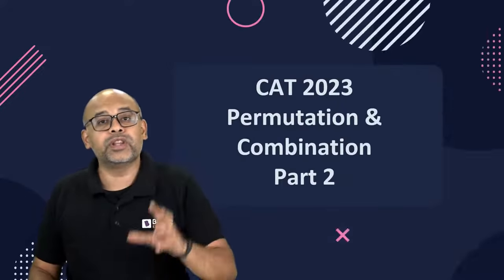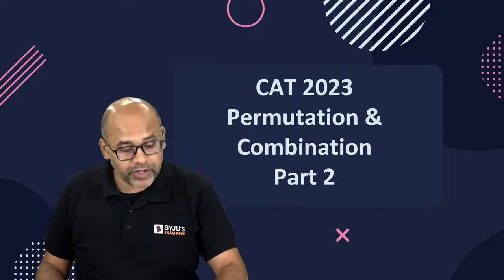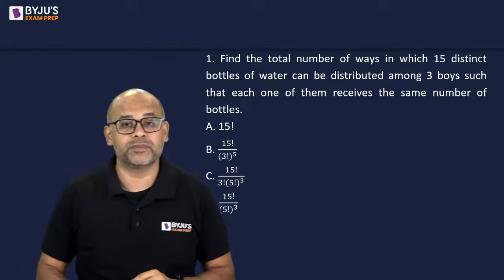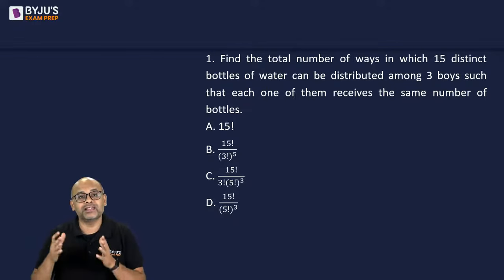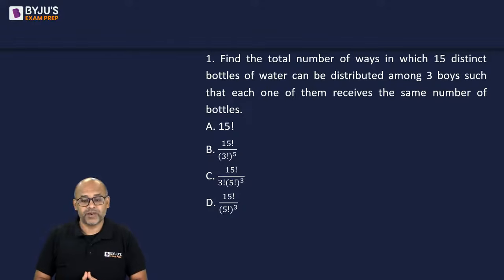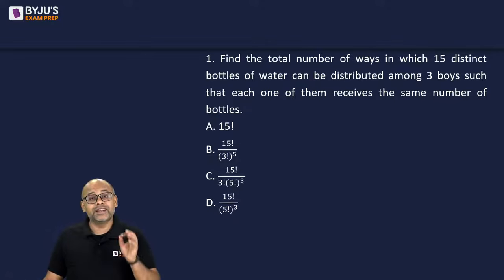So the first thing we're going to do is continue with the questions from the previous session. There are 4 questions that were pending. I'm going to start with the 4 questions pending over here. So you can see the first question. Take about 45-50 seconds or 1 minute, and let's see if you can come up with an answer to this particular question. Find the total number of ways in which 15 distinct bottles can be distributed among 3 boys.